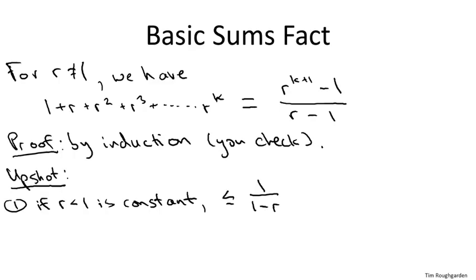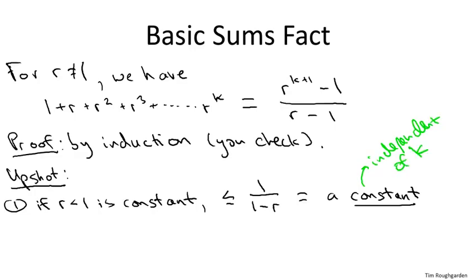And that's easy to see if you think about 1 plus 1/2 plus a quarter plus 1/8 and so on. That sum is converging to 2 as k grows large. So in general, for r less than 1 and constant, the sum is bounded by 1 over 1 minus r. Now, we're not actually going to care about this formula. The point for us is just that this is a constant. And by constant, I mean independent of k, independent of how many terms we sum up. Obviously, it depends on r, the ratio, but it does not depend on k.